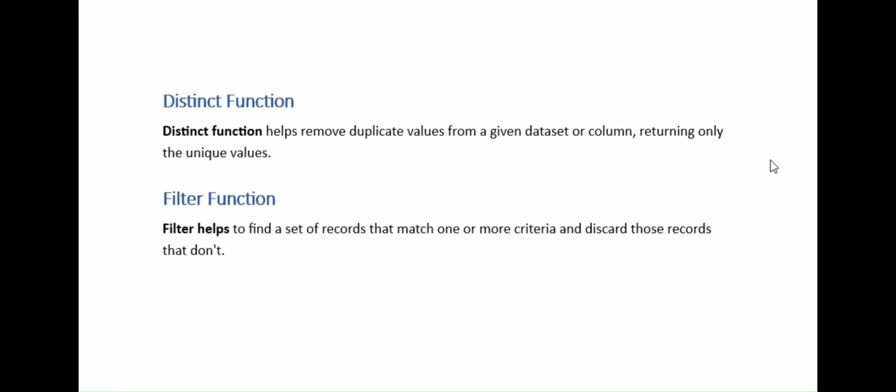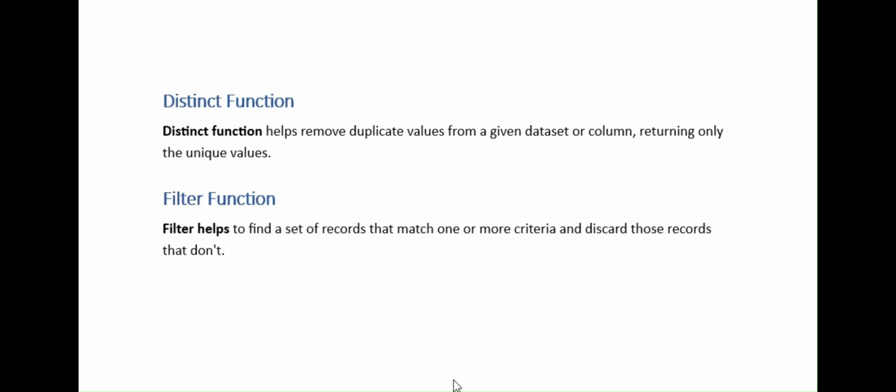I welcome you all to my YouTube channel, and in today's session we'll look into the distinct and filter functions of Power Apps. So let's get started with the distinct function. The distinct function helps to remove duplicate values from a given data set or a column, returning only the unique values. And the filter function helps to find a set of records that match one or more criteria and discard those records that don't.